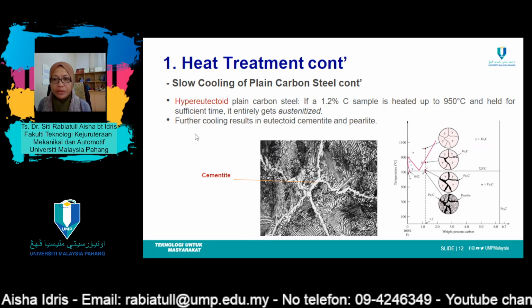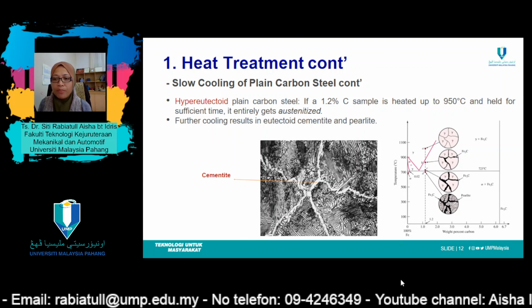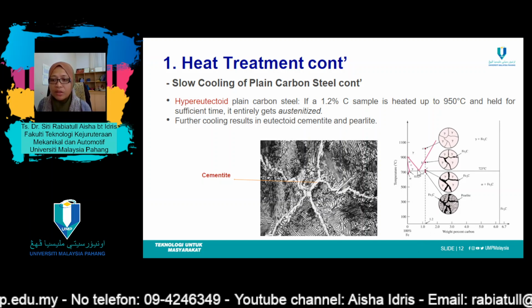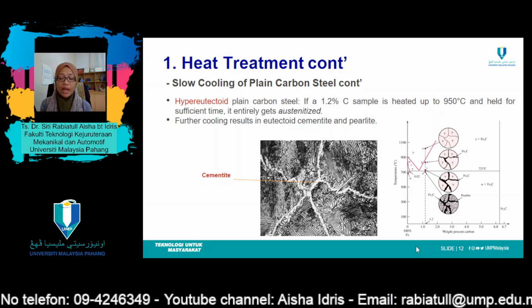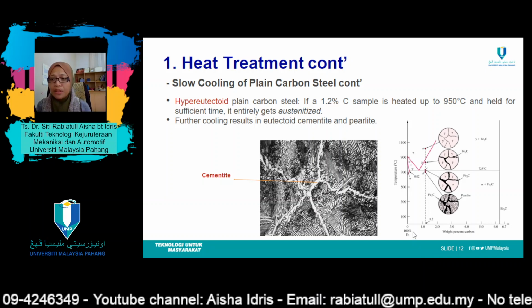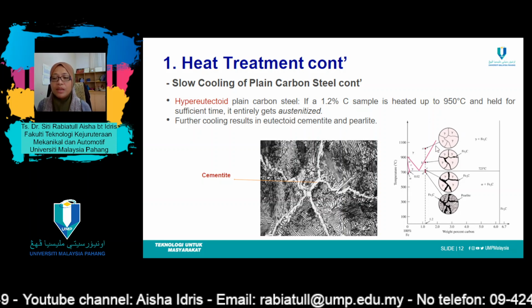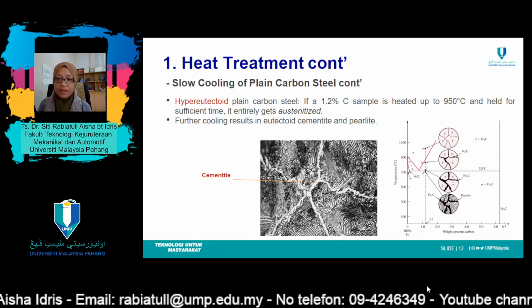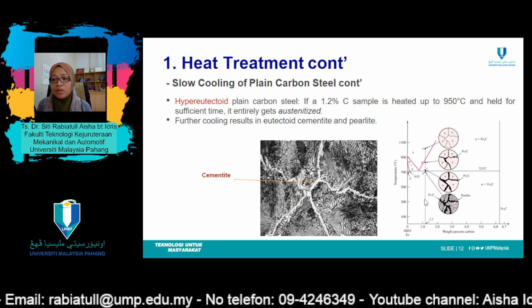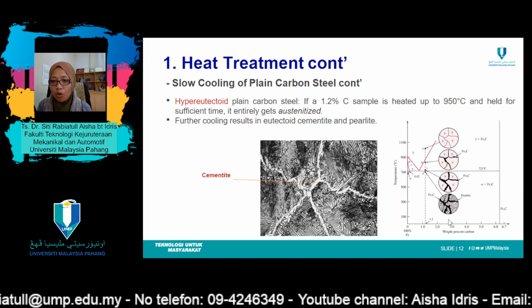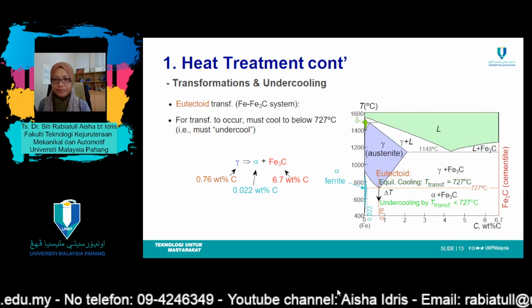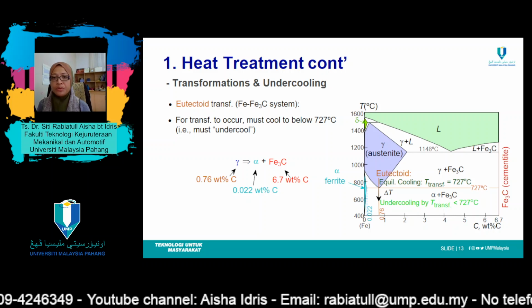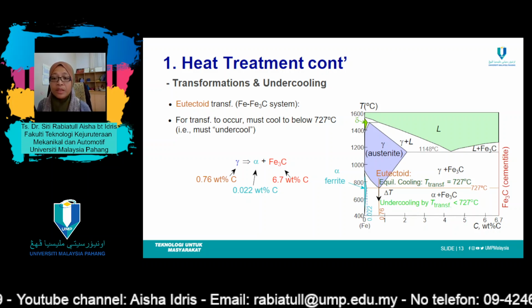And then moving to hypereutectoid, where the percentage of carbon equals 1.2%, for example. By right, it has to be more than 0.8% of carbon. That is called hypereutectoid. For example, the material is heated up until austenite temperature, which equals 950°C in this case, and then starts cooling down slowly, forming eutectoid cementite and pearlite, this one. And so for today, we are going to look at the transformation as well as undercooling for these phases.